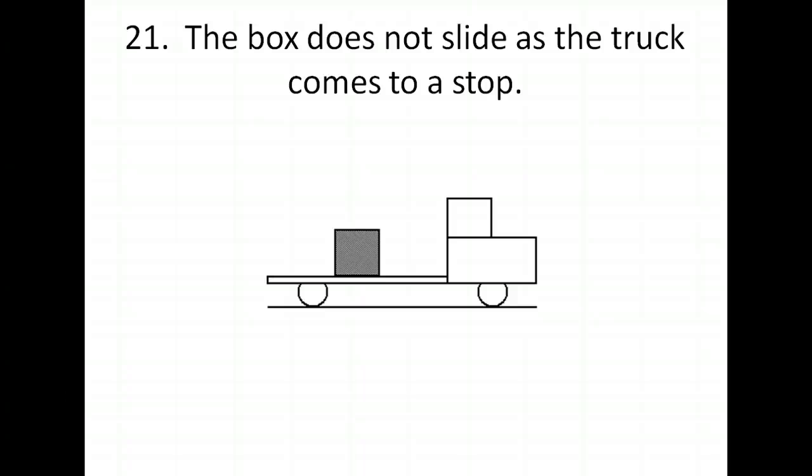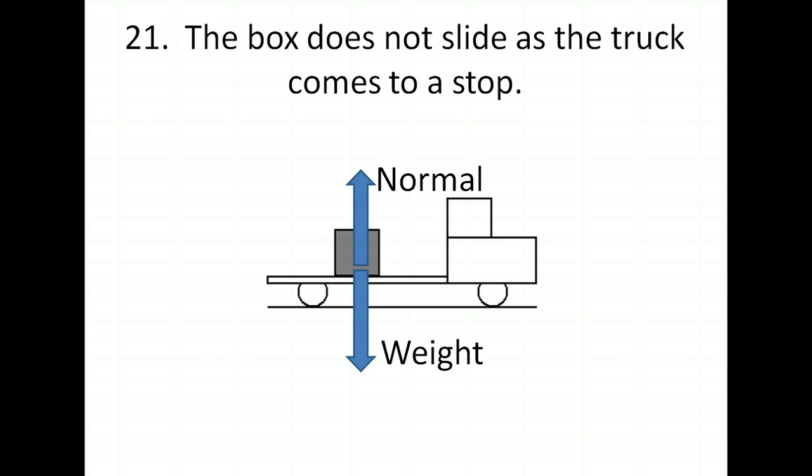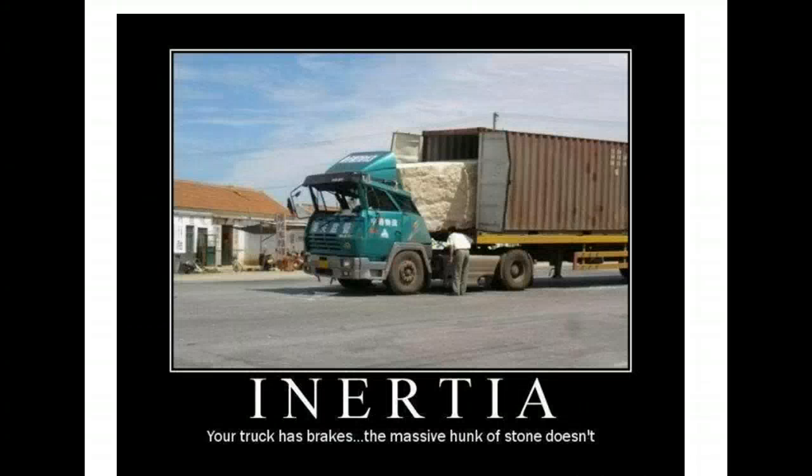The box does not slide as the truck comes to a stop. So, normal force perpendicular to the surface, weight pulling down, and since the box is not moving, we know we have a very large friction component, keeping it from going. And so what happens if we don't have friction on that box, if we were to take it away from our system? Well, that inertia. Your truck has brakes, the massive hunk of stone doesn't. That would be very, very unfortunate.